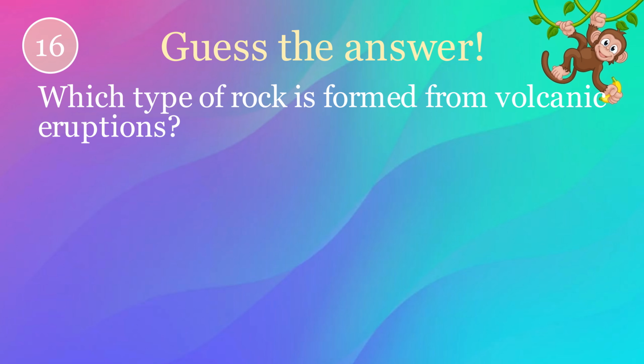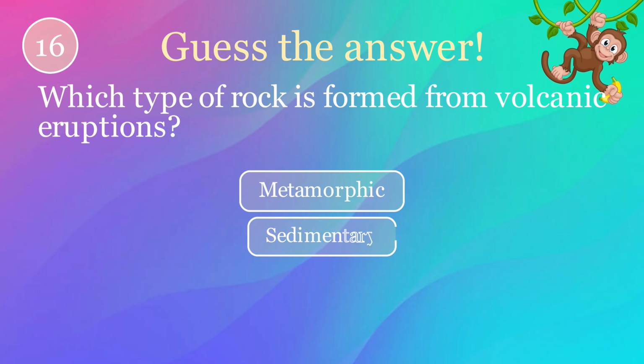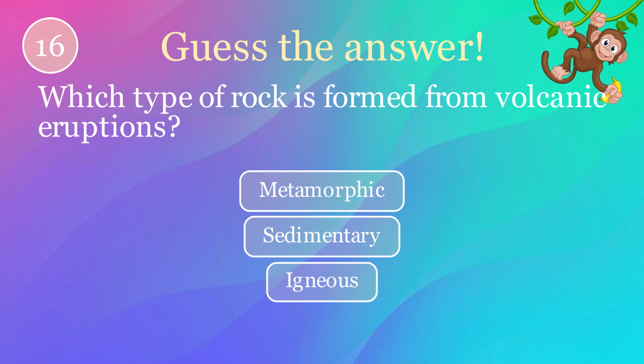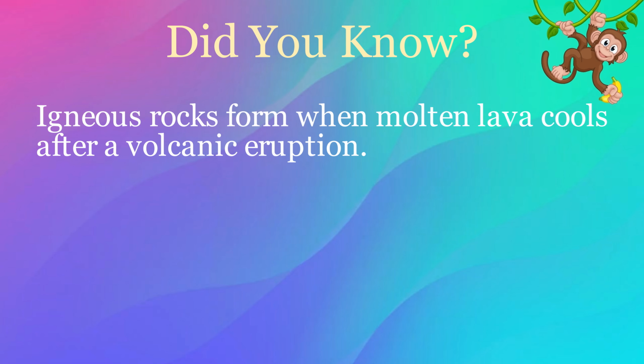Which type of rock is formed from volcanic eruptions? Metamorphic, sedimentary, igneous. The correct answer is igneous. Here's an interesting fact: igneous rocks form when molten lava cools after a volcanic eruption.